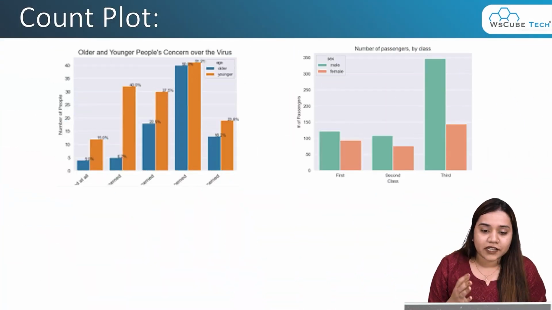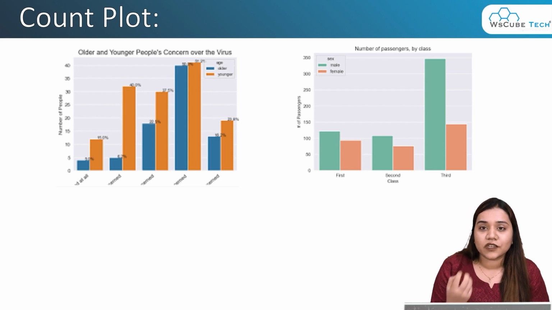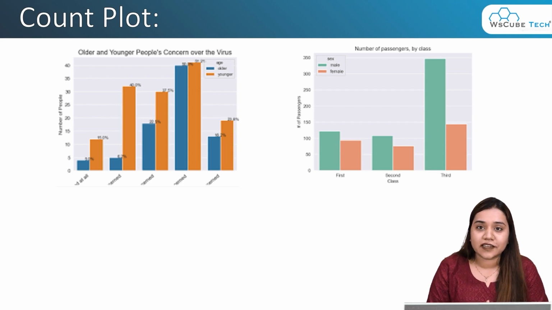So let's first have a look at how a count plot looks. It looks more like a bar plot, but the difference is we won't be passing both x and y parameters. We just need to pass one of the axes, and the plot would count the number of values inside it. So let's have a look at how a count plot can be plotted.